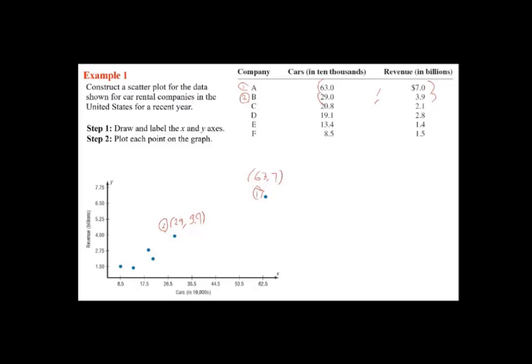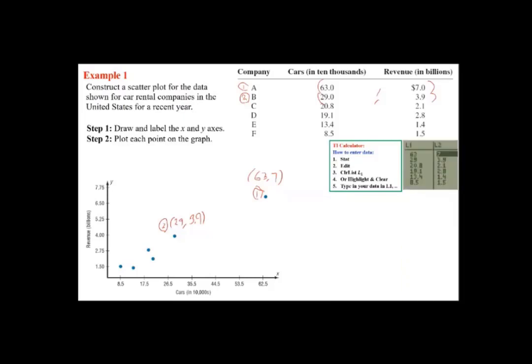I want to quickly go over technology if you want to use that, but this is very simple and straightforward. So to do that, first, you clear the list, you put the data into L1 and L2. So start, edit, clear list L1 and anything else L2. And you just input the data.